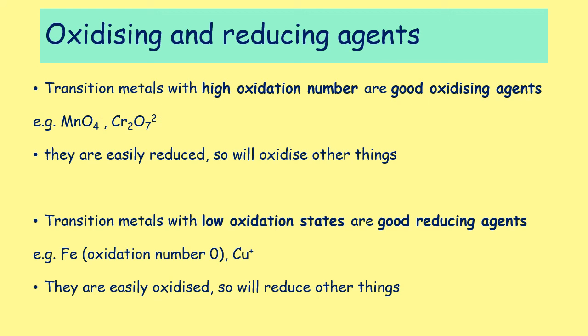And so if you look, all of the good reducing agents, which are the things in the top right-hand side of the electrochemical series, are things like lithium, cesium, rubidium. All of them have an oxidation state of 0 because they're elements. And they are easily oxidized and as a consequence will reduce other things. So the rule is high oxidation number makes you a good oxidizing agent, low oxidation number makes you a good reducing agent.